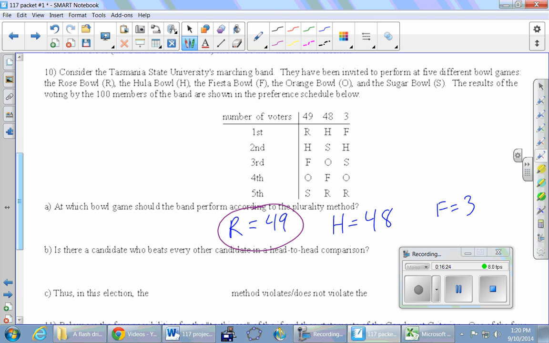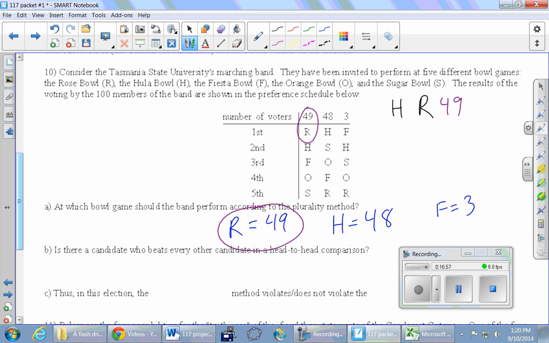There's not that many candidates here that have a chance of beating everybody head-to-head. Who were the 2 way up there at the top? H and R, right? They had the overwhelming majority. They had 97 of the 100 first place votes. So really the only ones that have any hope of beating everybody are H and R. So how about we just look at those 2? We're going to do H versus R first. Looking at the first column, who do they prefer? They prefer R, so we're going to give R 49 points right there.